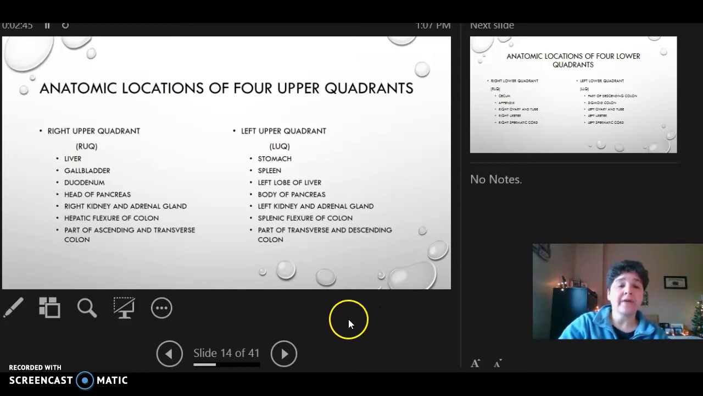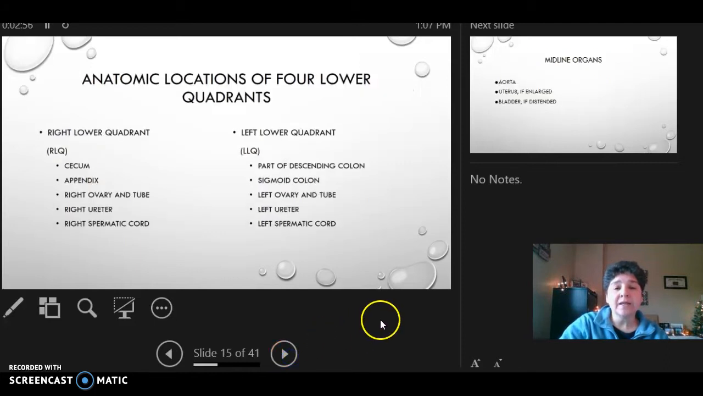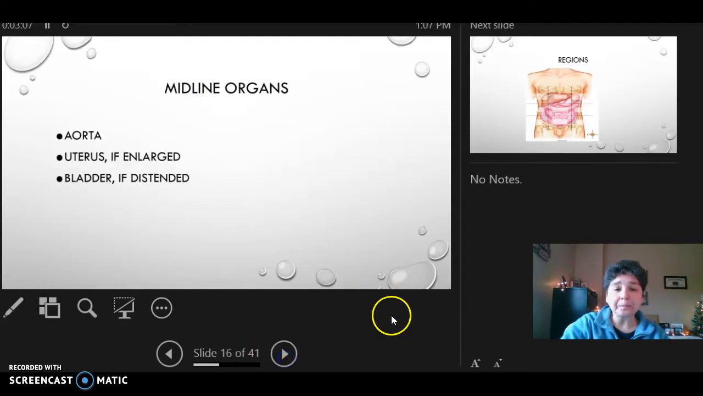where is the gallbladder found, and you would say right upper quadrant. Where would you find the spleen? Left upper quadrant. So I want you to know these areas. It's this slide and the next slide. The uppers are on the previous one, and the lower quadrants are on this slide. Make sure that you know these things, and again, they are in your book as well.